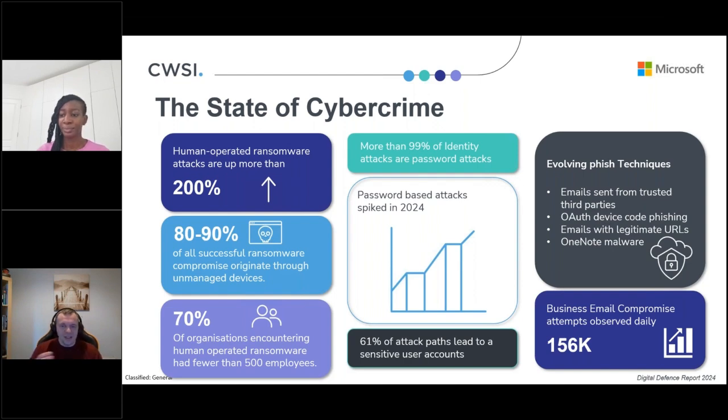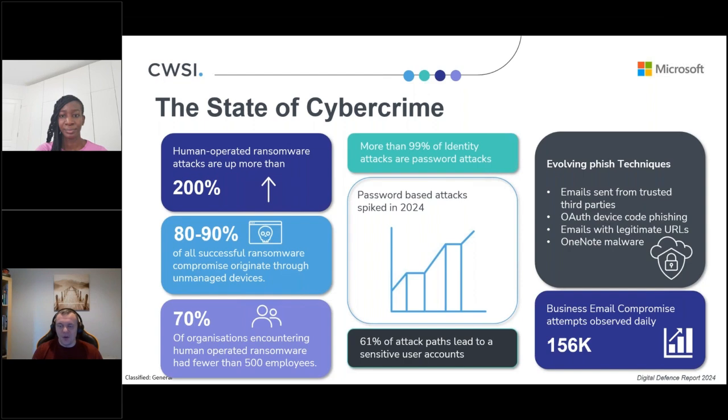Then moving on, identity is still a huge piece. So more than 99% of identity attacks are password attacks, and password-based attacks have spiked in 2024. And when we think about these password attacks, again, we need to think about the evolution of MFA or phishing-resistant credentials, etc. So 61% of those attacks lead to a sensitive user account, so the lateral movement paths are always exposed.